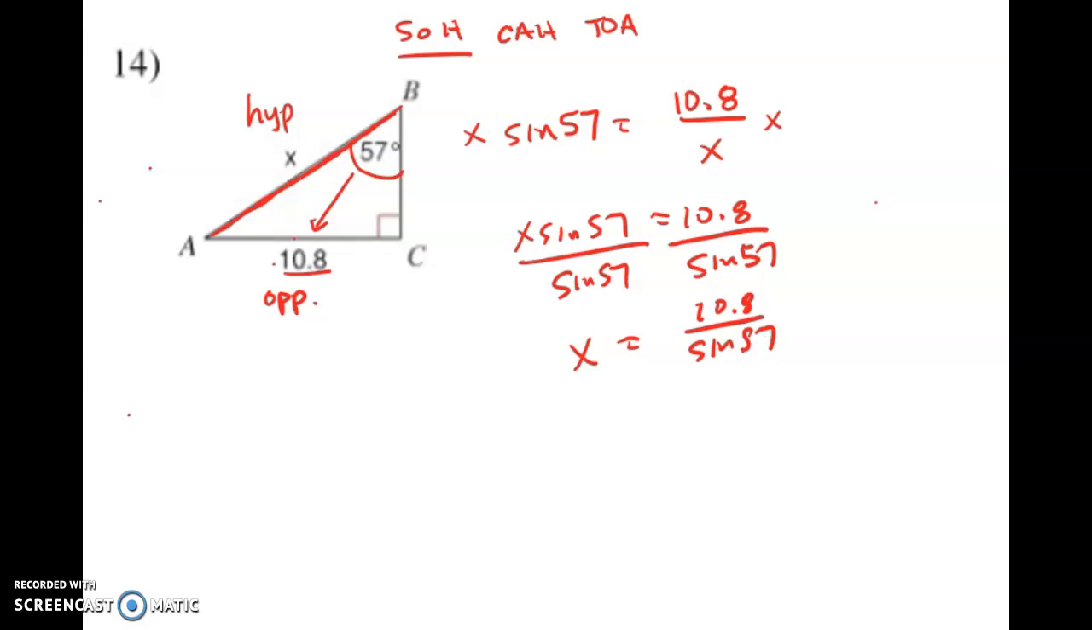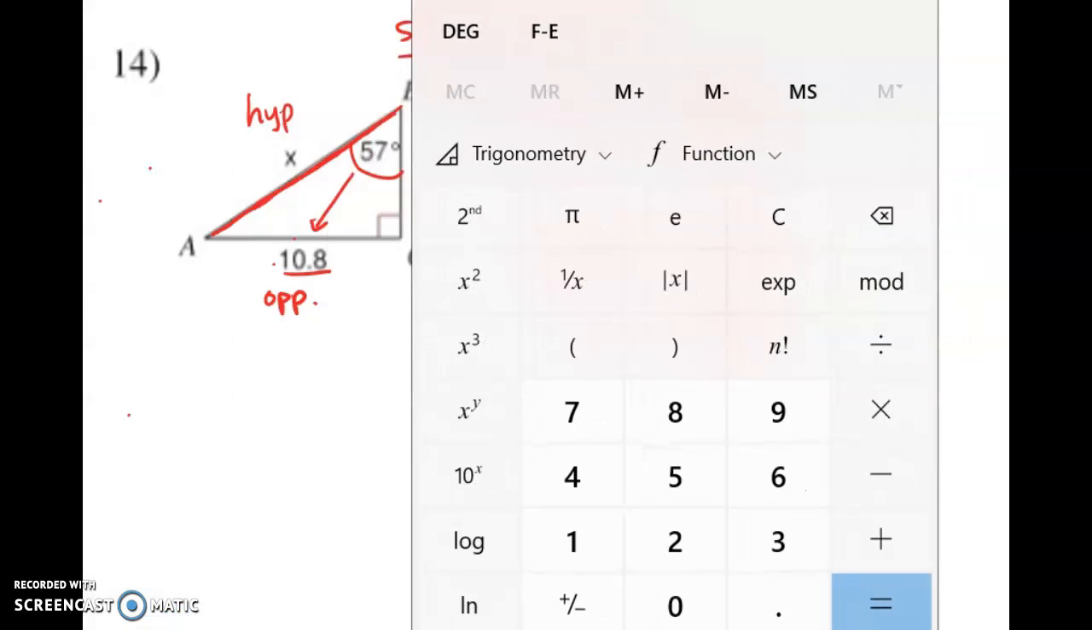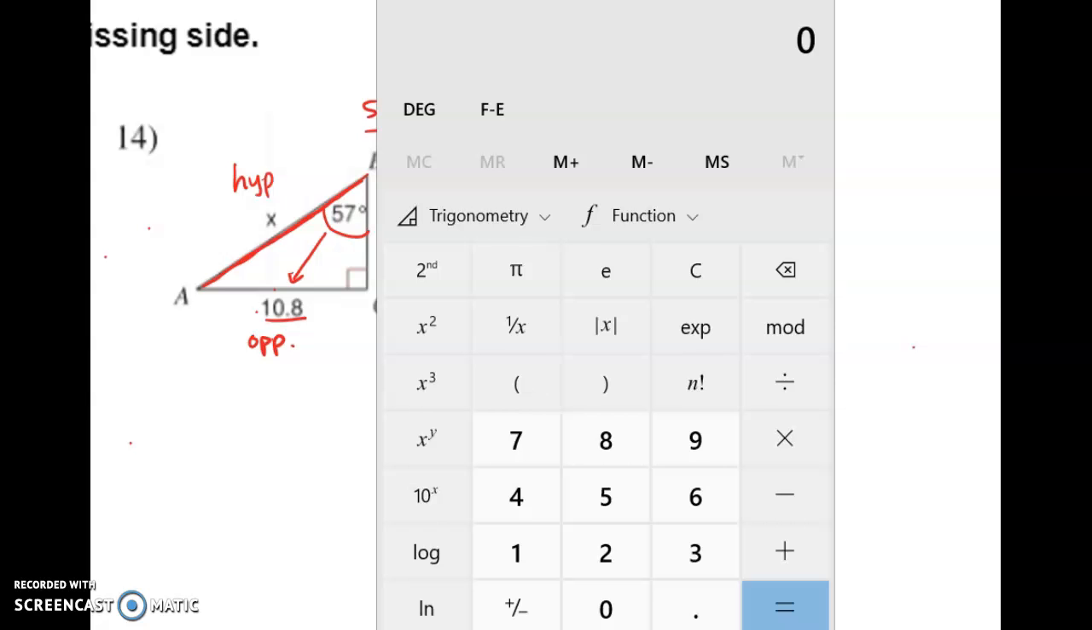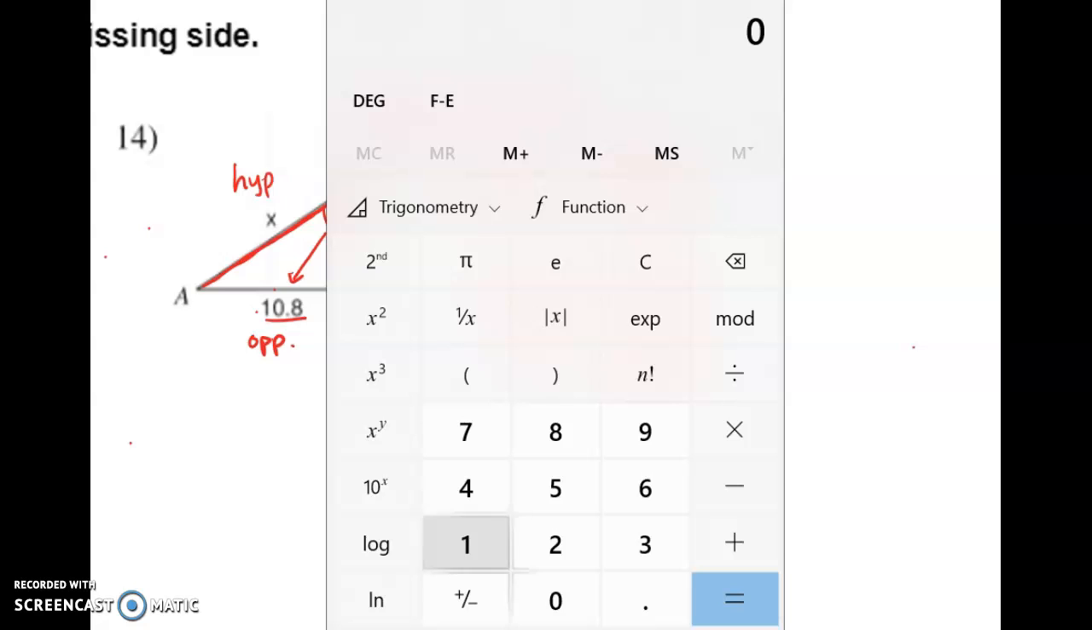Pull out my calculator here. Let me just enlarge this window so you can see. So I've got 10.8 divided by sine of 57. I'm going to plug that in, 10.8 divided by, and then I'm going to use my parentheses. I need to find the sine of 57.